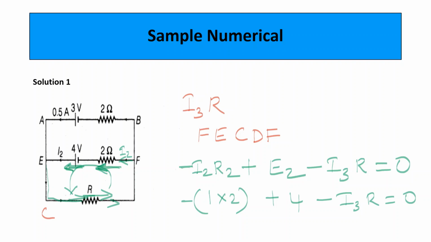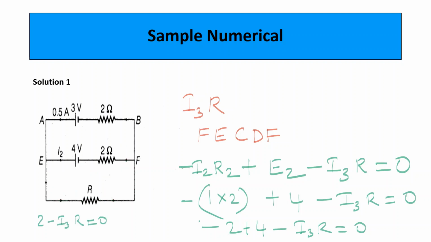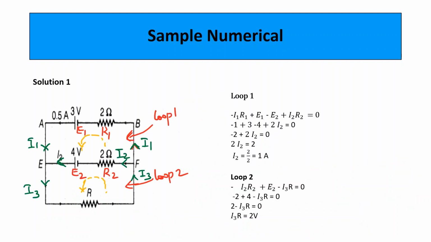When you substitute the values, you will get minus 1 into 2, because I2 we already got the value as 1, 1 into R2, R2 is given as 2, plus E2, E2 is given as 4, minus I3 R is equal to 0. That is minus 2 plus 4 minus I3 R is equal to 0. That is 2 minus I3 R is equal to 0, or I3 R is equal to 2. 2 volt is the potential drop across this resistor. I3 into R is the potential drop across the resistor R. That is 2 volt. The solution for question number 1 is I2, the current in the arm EF, is 1 ampere and the voltage drop across this resistor R is equal to 2 volt.